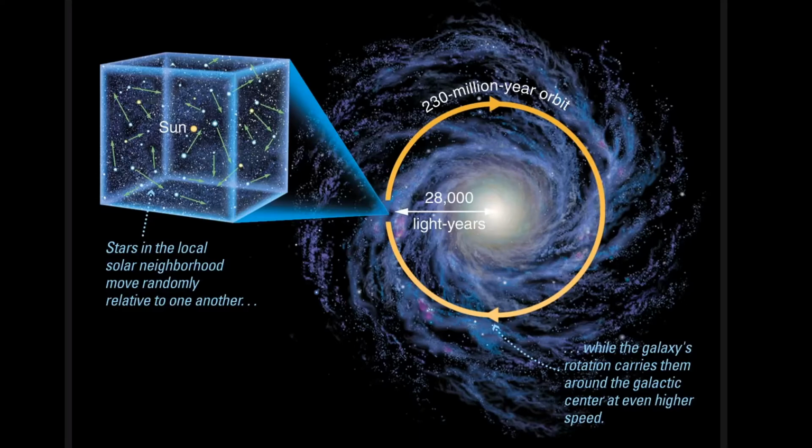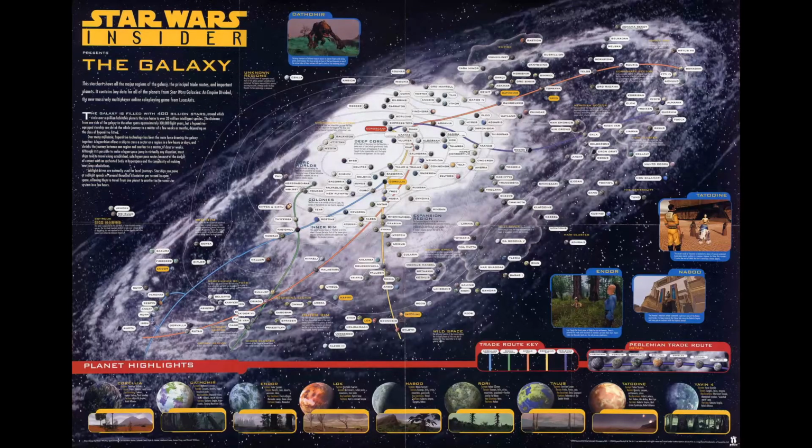We're 28,000 light years away from the center, and the sun and all the stars around us, we're doing a 230 million year orbit of the center of our galaxy. That's the rotation of the disk. In another galaxy far, far away, maybe the geometry and the architecture is a little bit different.